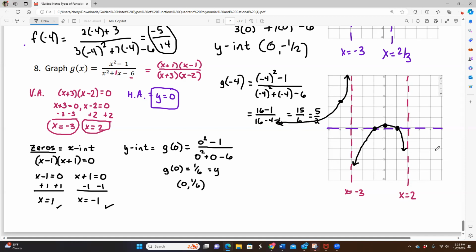Let's try a number to the right of 2. Maybe try g of 3 to find another point on our graph. When we substitute 3 in, we get 4/3 or about 1.3. So here when x is 3, y is 1.3. Once again, we're not going to cross this vertical asymptote and we're not going to cross the x-axis again. So this function must do that. And that's how we graph rational functions. Thanks for watching.